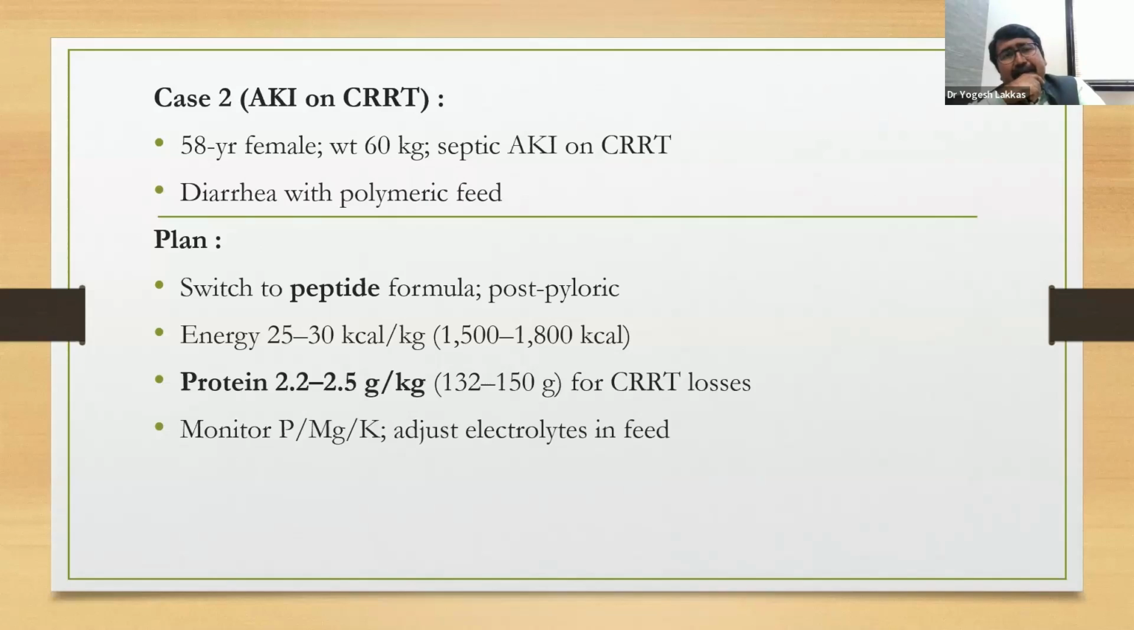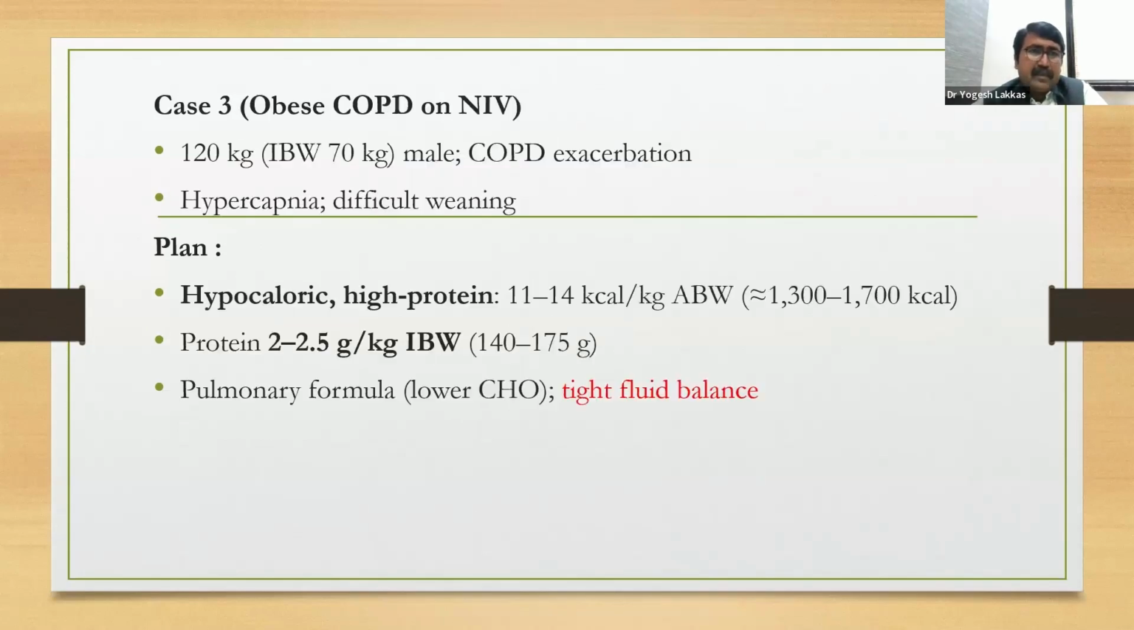Then energy requirement: as the patient is on CRRT, it can be 25 to 30 kilocalorie per kg. That will come to around 1500 to 1800 kilocalorie. Then protein requirement, you can formulate 2.2 to 2.5 gram per kg, as high losses of protein are anticipated as the patient is on CRRT. That will come to 130 to 150 gram. Then monitor phosphate level, magnesium, potassium, and adjust electrolytes in the feed.